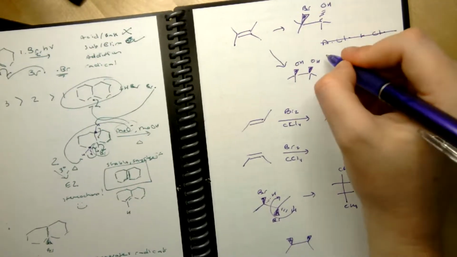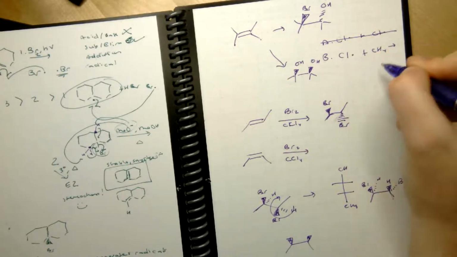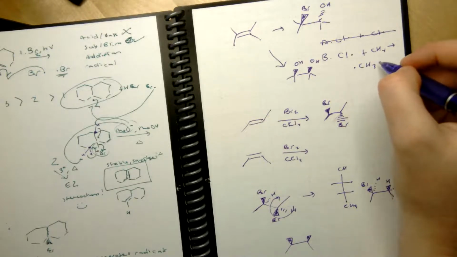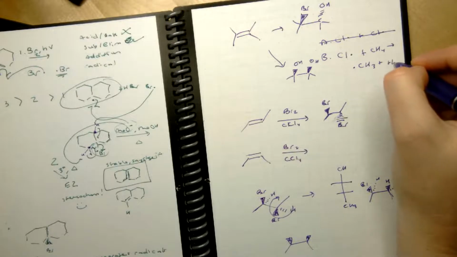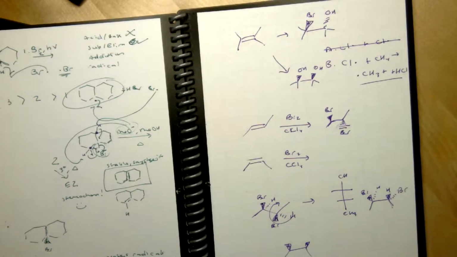B looks like a propagation step to me because a chlorine plus CH4 results in a CH3 radical plus HCl. So basically this radical took a hydrogen, so it's keeping a radical going. So because of that, I would say this is a propagation step.